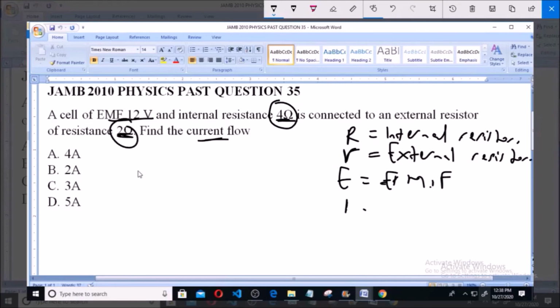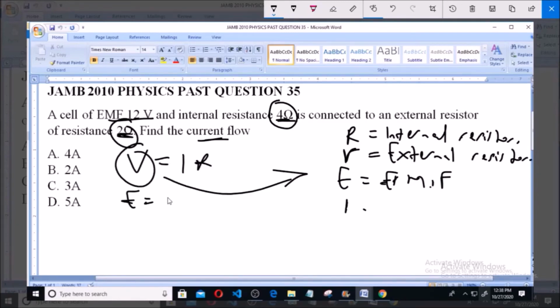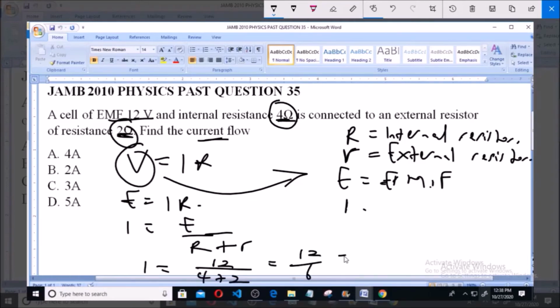Now using Ohm's law, V is equal to IR. In this case, our V is our EMF, which is E. So E is equal to IR, which means I is equal to E over R. Now notice that we are working with two resistors, the internal and external resistors. So our I will be equal to E over R plus the small r. Let's substitute our values: 12 over 4 plus 2, which is equal to 12 over 6, and that is 2 amperes. And 2 amperes is option B, which is the correct answer to this question.